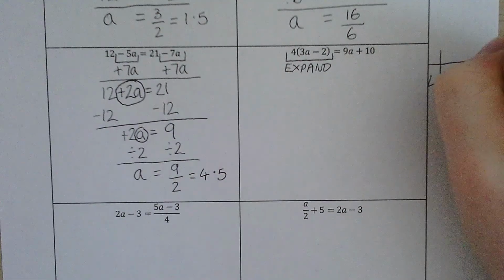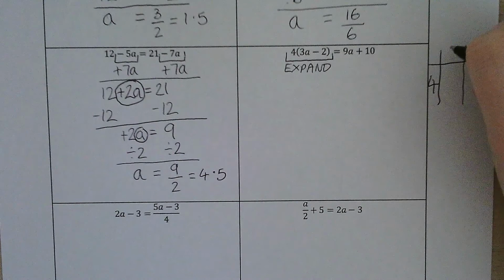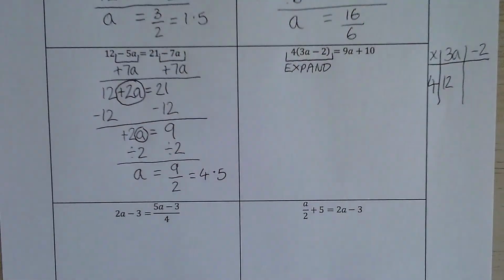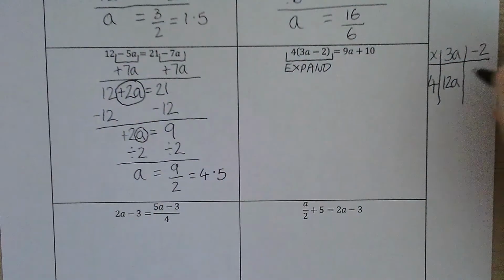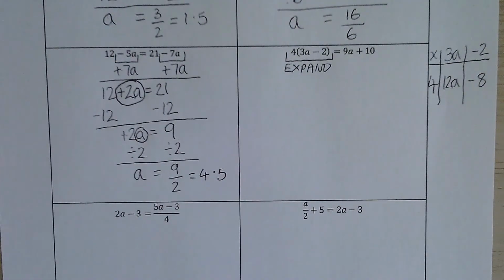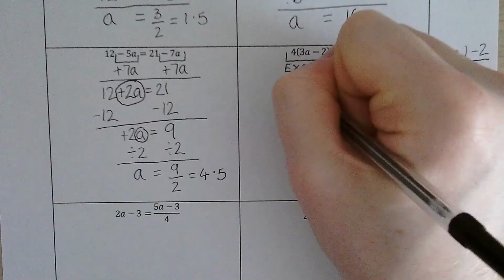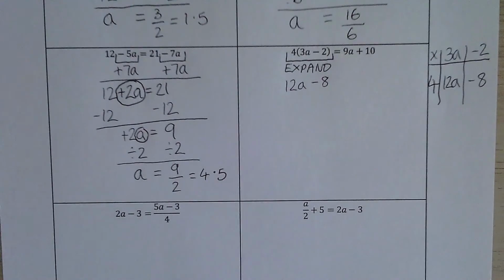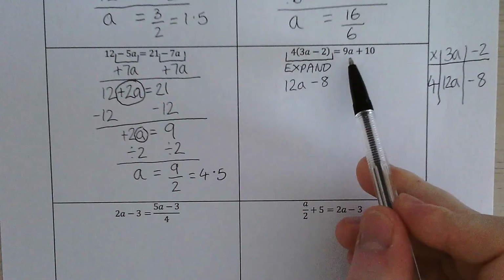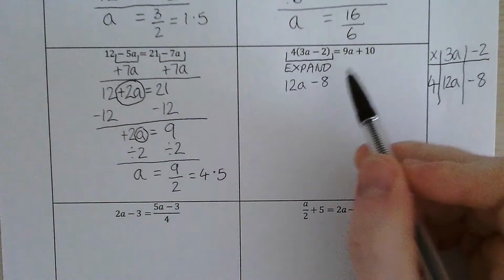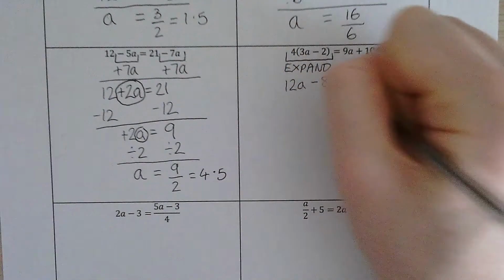This means I've got 4 on the left hand side, 3a across the top with a minus 2. 4 times 3 is 12, so 4 times 3a is 12a, and 4 times minus 2 is minus 8. Therefore, I can write 12a take away 8 underneath this bracket. Everything else in the equation, so the equal sign, the 9a and the plus 10, I have not used those in the expansion, so these are all going to drop down to the next line.